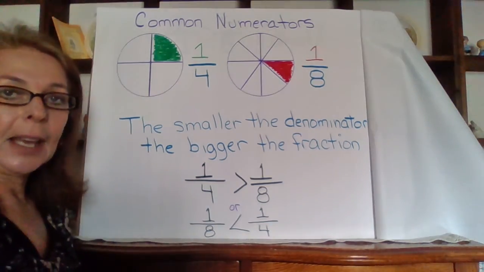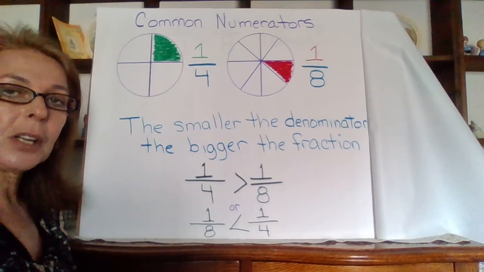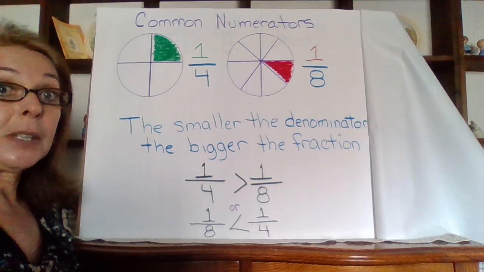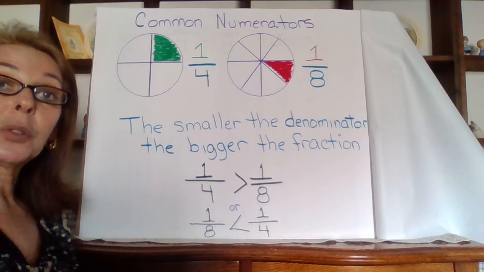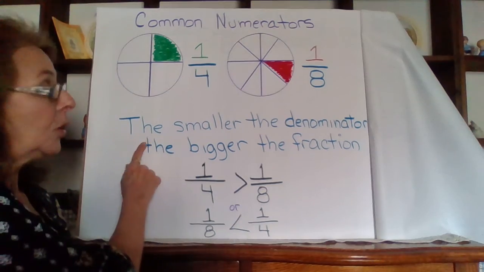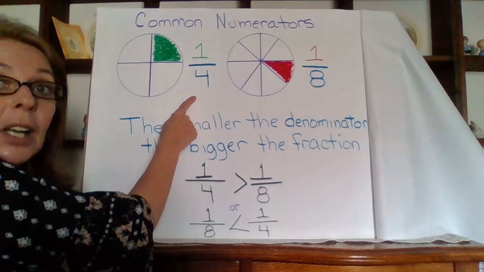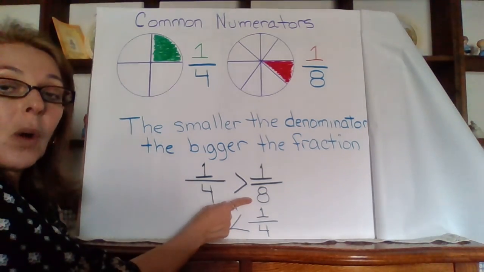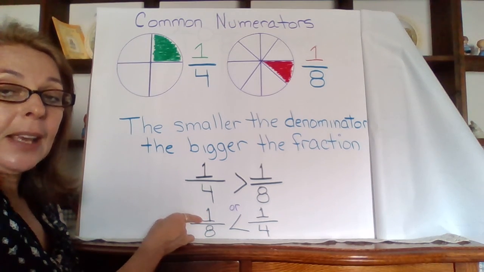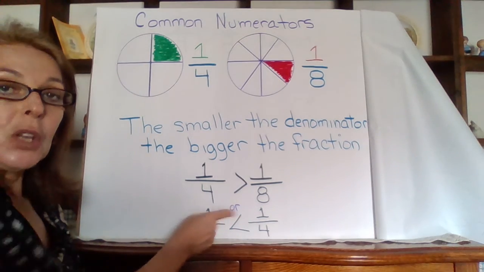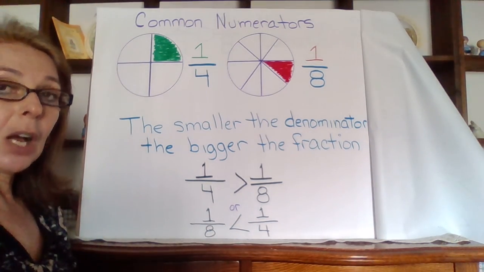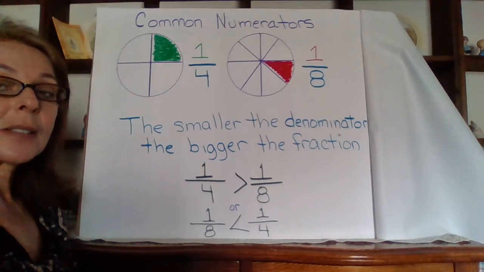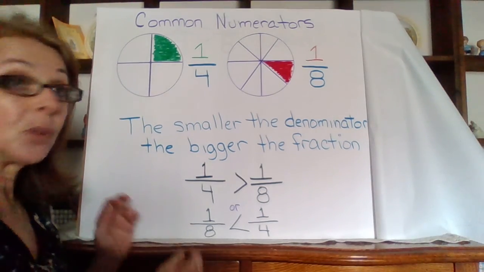Well, let's think about pizza pie again. If I get a pizza pie and I cut my pizza pie into 4 equal parts, and then I have another pizza pie and I cut that into 8 equal parts, which pieces are smaller? The pizza that I've cut into 8 equal parts. So now we can draw a conclusion about when we have common numerators. The conclusion: the smaller the denominator, I've only cut it into 4 parts, the bigger the fraction. So 1/4 is greater than 1/8. Or I could say it the other way, 1/8 is less than 1/4. So we've drawn 2 different conclusions. When we have common denominators, the bigger the numerator, the bigger the fraction. When we have common numerators, the smaller the denominator, the bigger the fraction. So now let's move on.